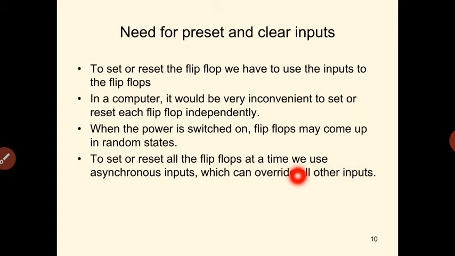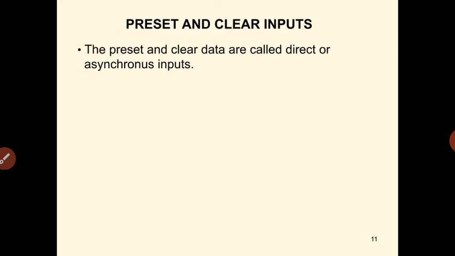So independent of whatever inputs you are applying, all those inputs are overridden whenever you apply asynchronous inputs. So when asynchronous inputs come into the picture for all the flip-flop circuits, what will happen? The output will be either preset or cleared, irrespective of the inputs. That is the meaning of: to set or reset all the flip-flops at a time, we use asynchronous inputs, which are called preset and clear inputs, which can override all the inputs.